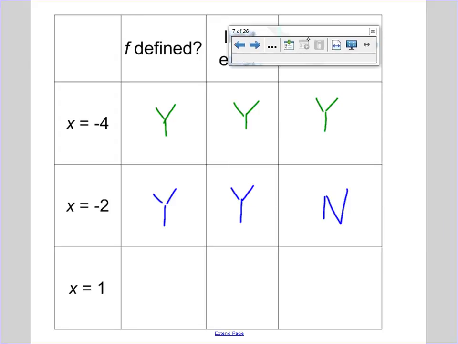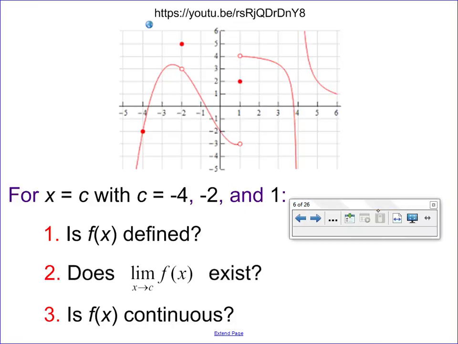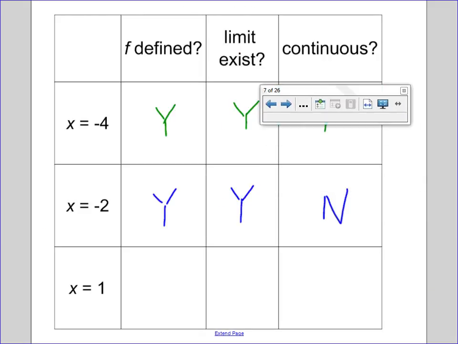Okay, everybody take a look at line 2. We've got our first N for no. Raise your hand if you have the same entry. Yes? Okay. X equals 1. At x equals 1, is that defined? Does the limit exist overall, and is that continuous? At x equals 1. Last line, Sophia and Grace. Yes, no, no.